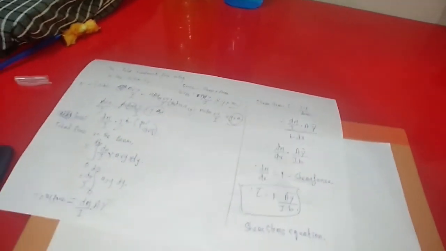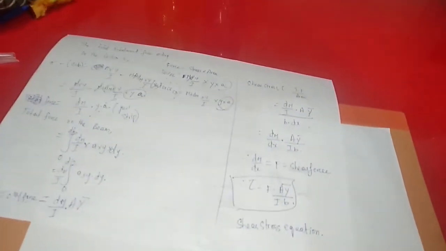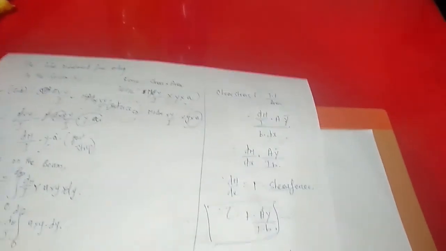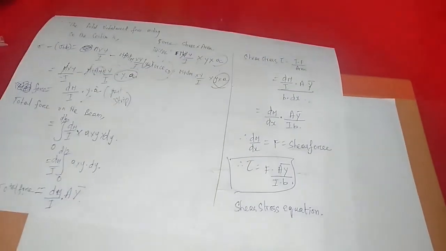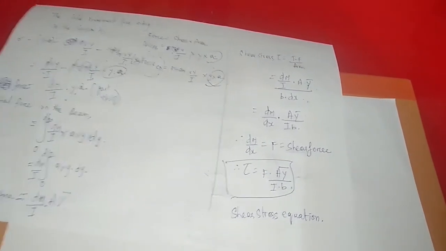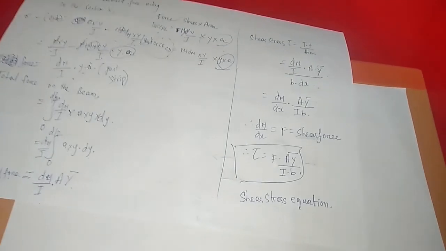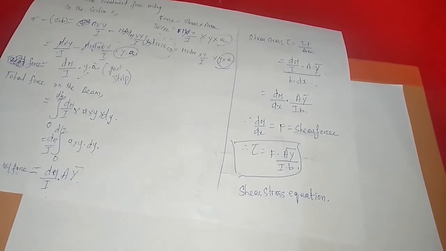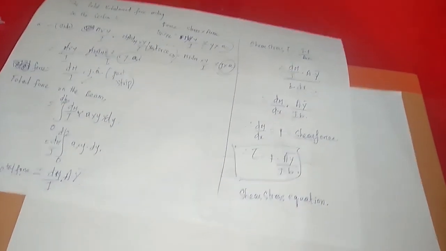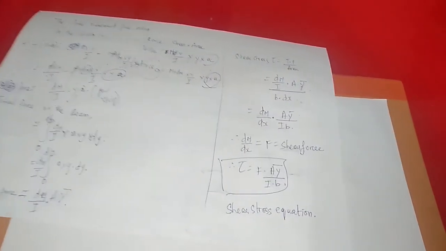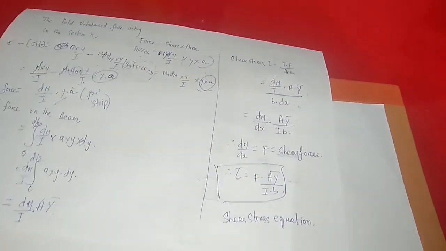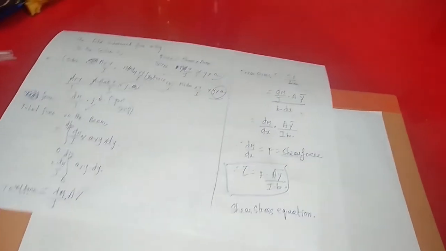So your shear stress equation is tau equals F into A y bar divided by I b. A is the area, y bar is the distance between the center of gravity of the area and the neutral axis, b is the breadth, I is the moment of inertia, and F is the shear force.